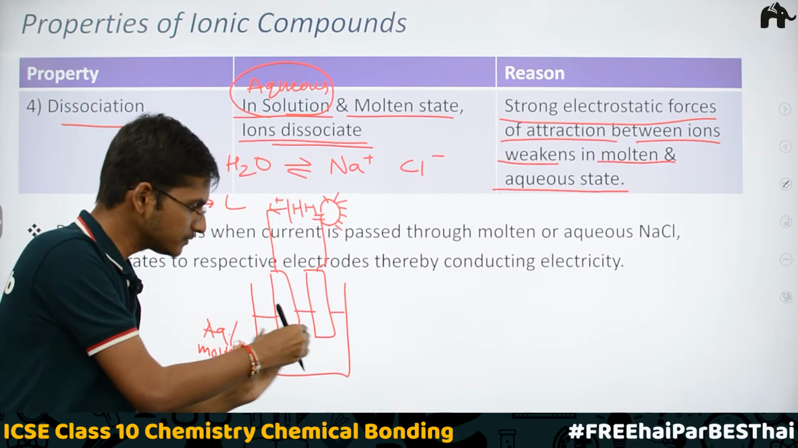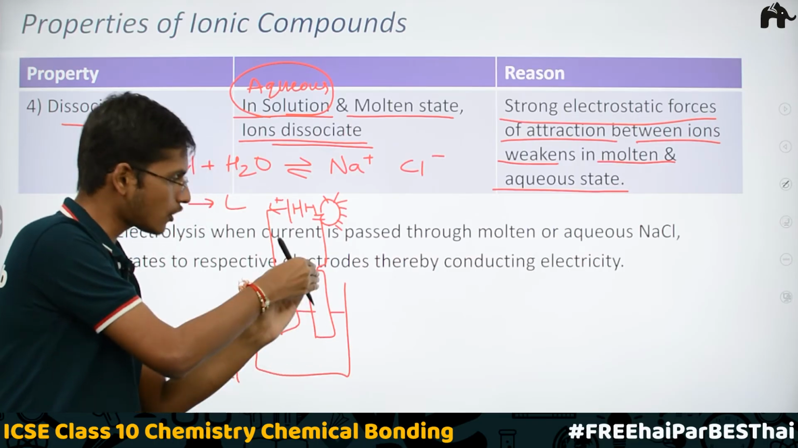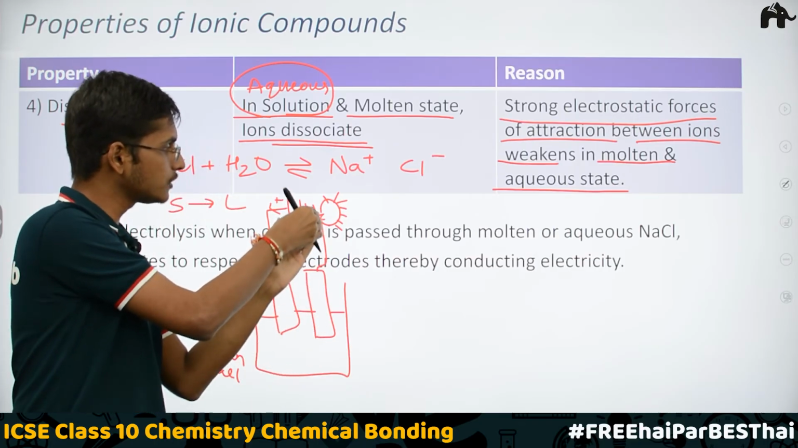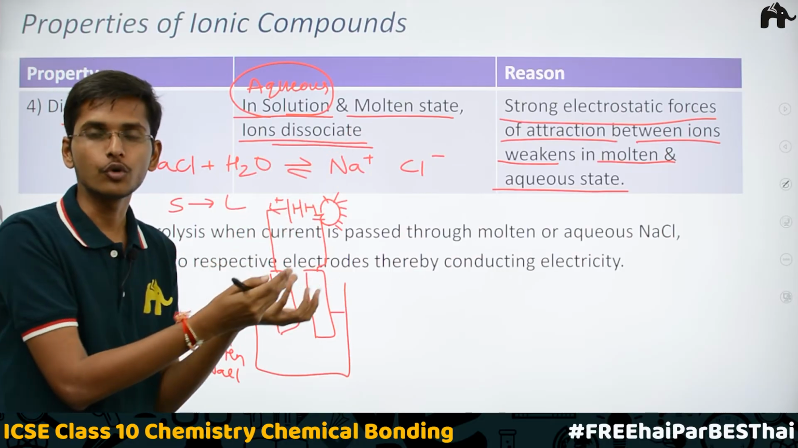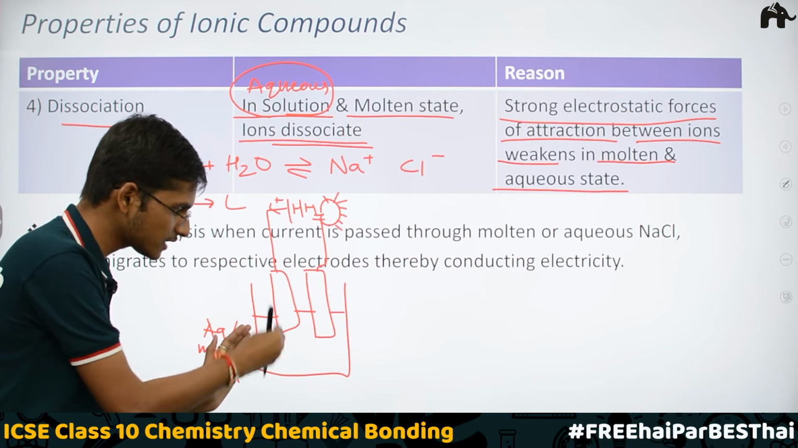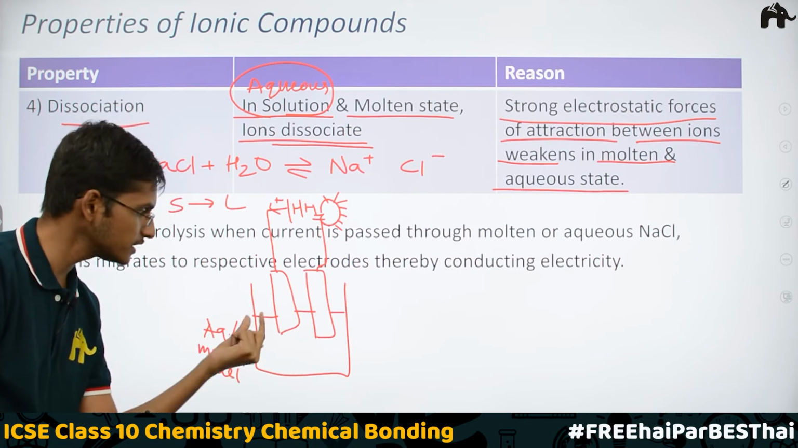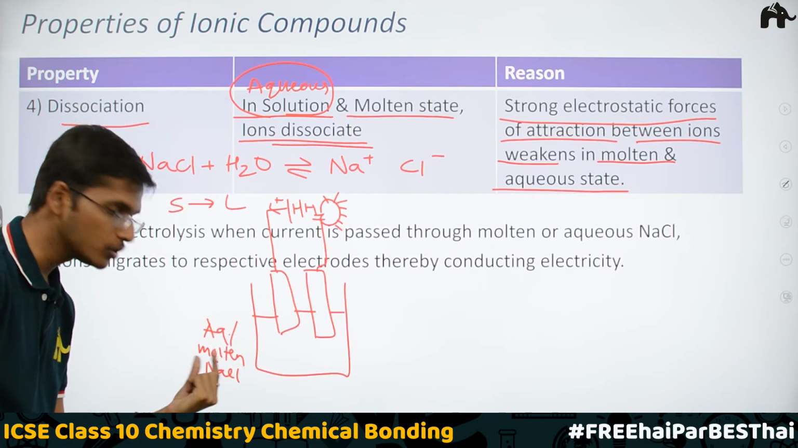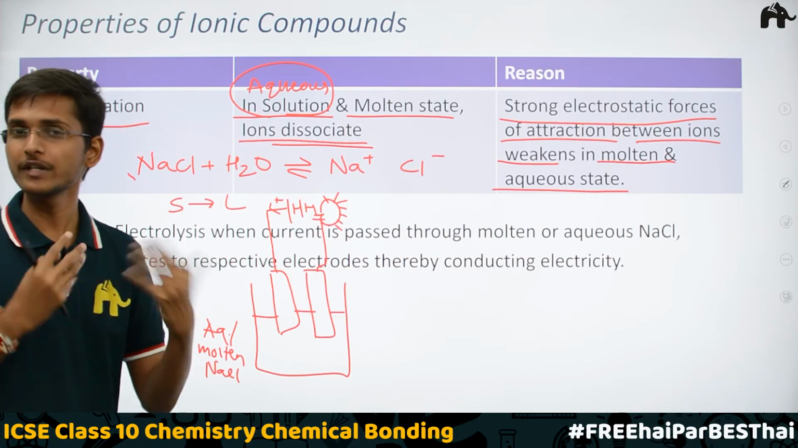and the current is being conducted to this rod, and again the current is flowing through this wire, and then the bulb is glowing. So this means that something is happening here and there is a conduction of electricity. And who is conducting this electricity? This aqueous or molten NaCl is conducting the electricity. Now how is it conducting?